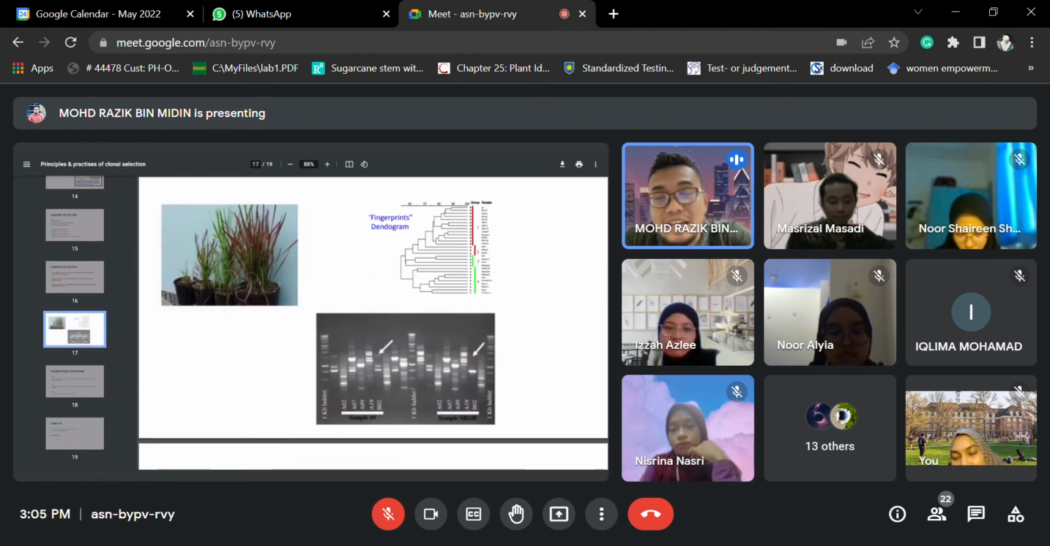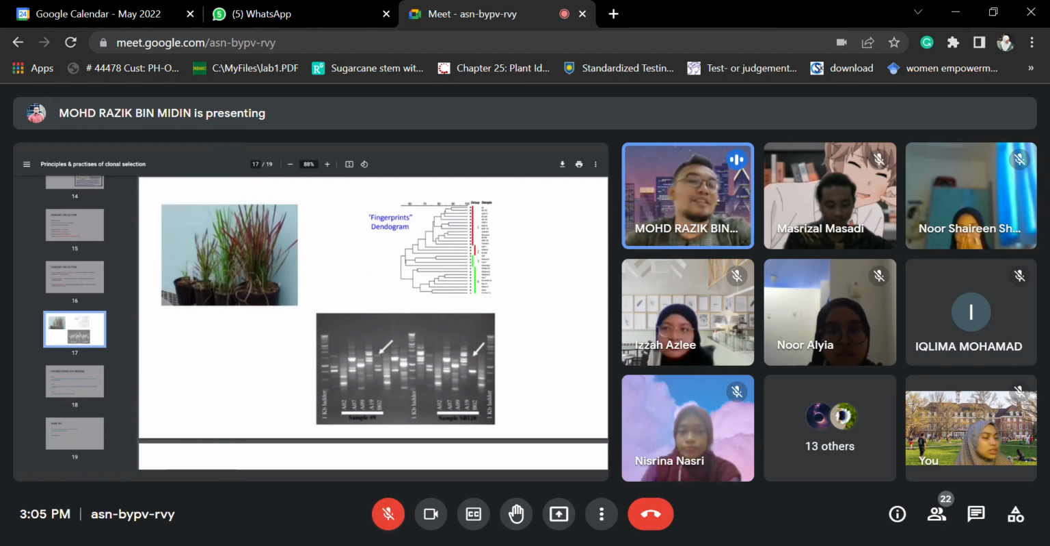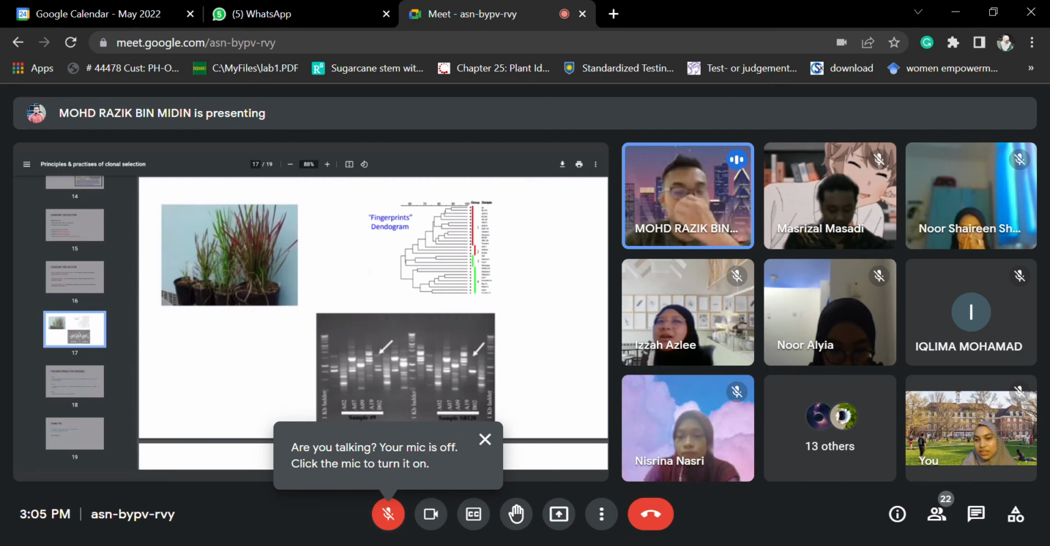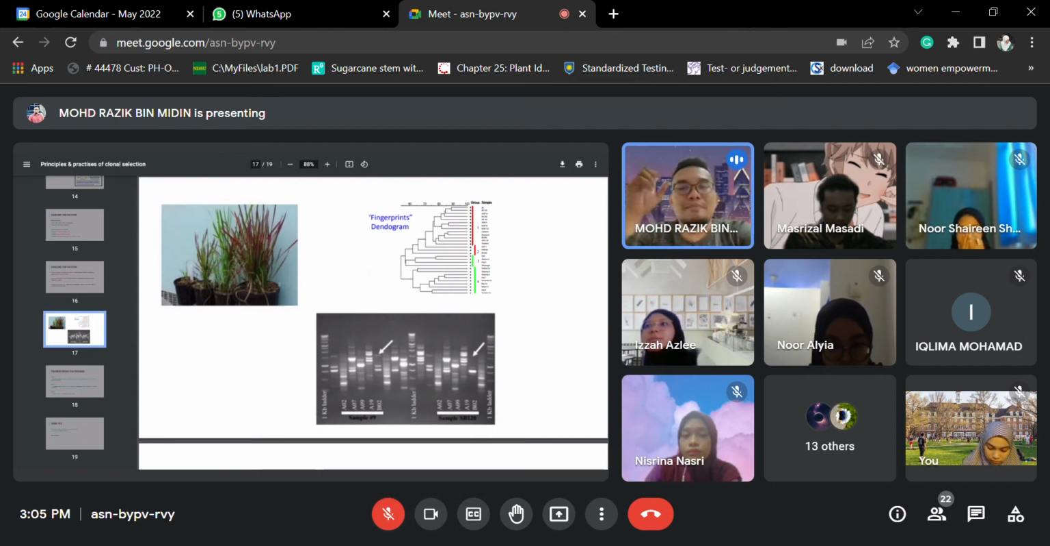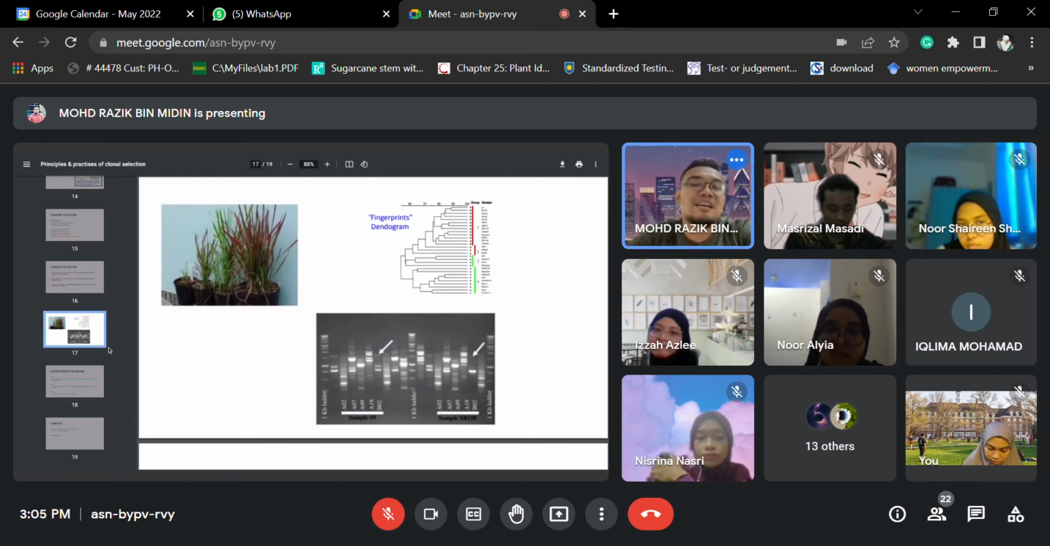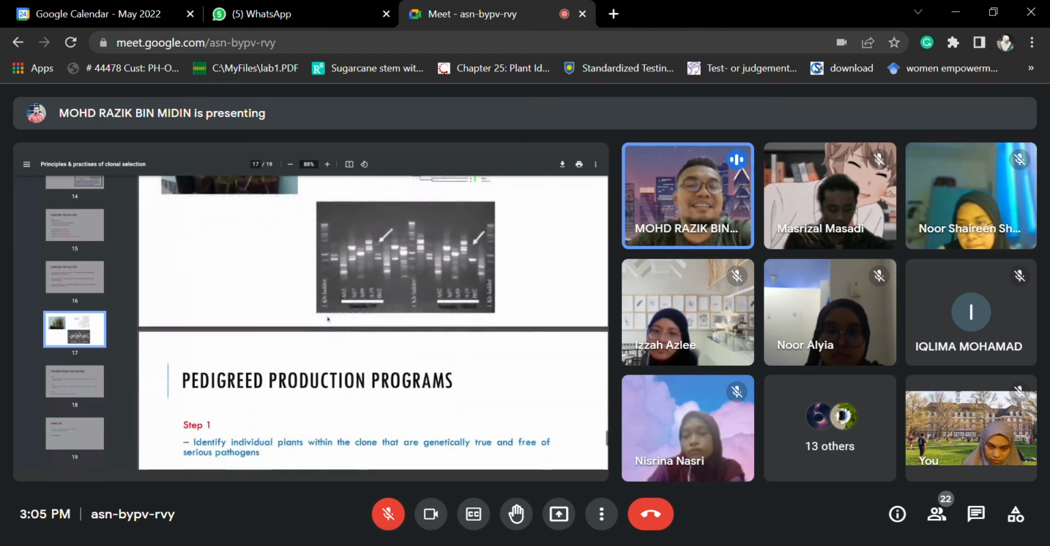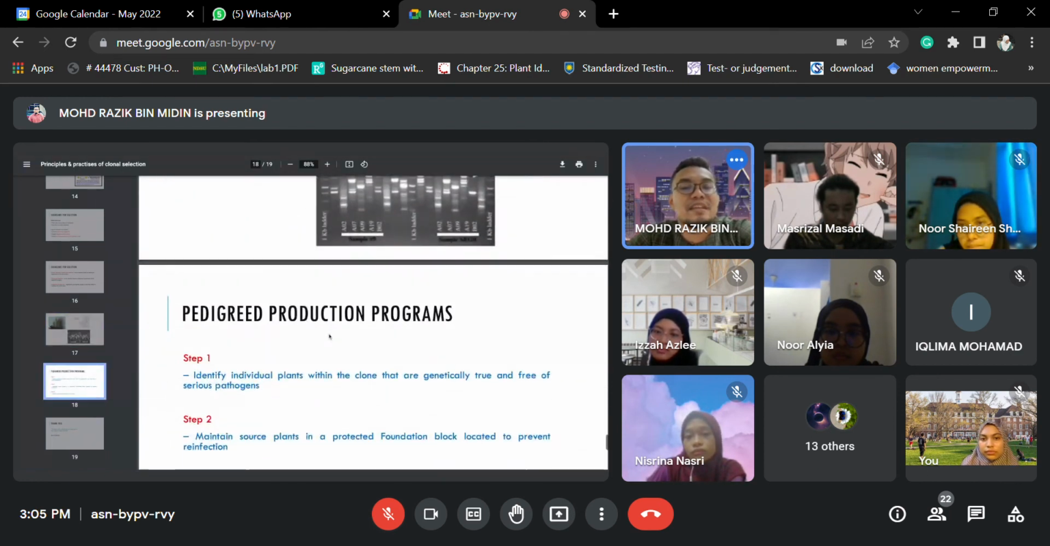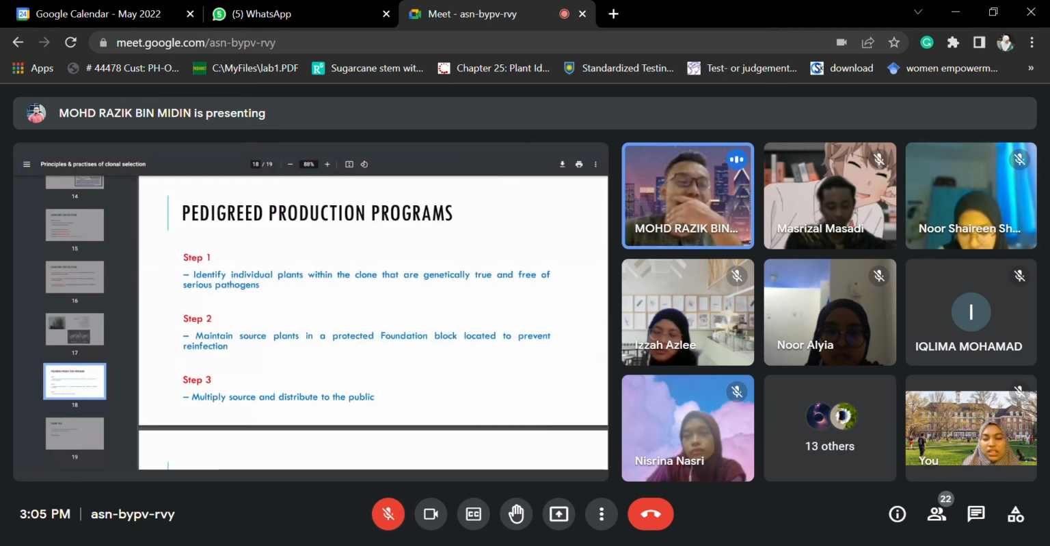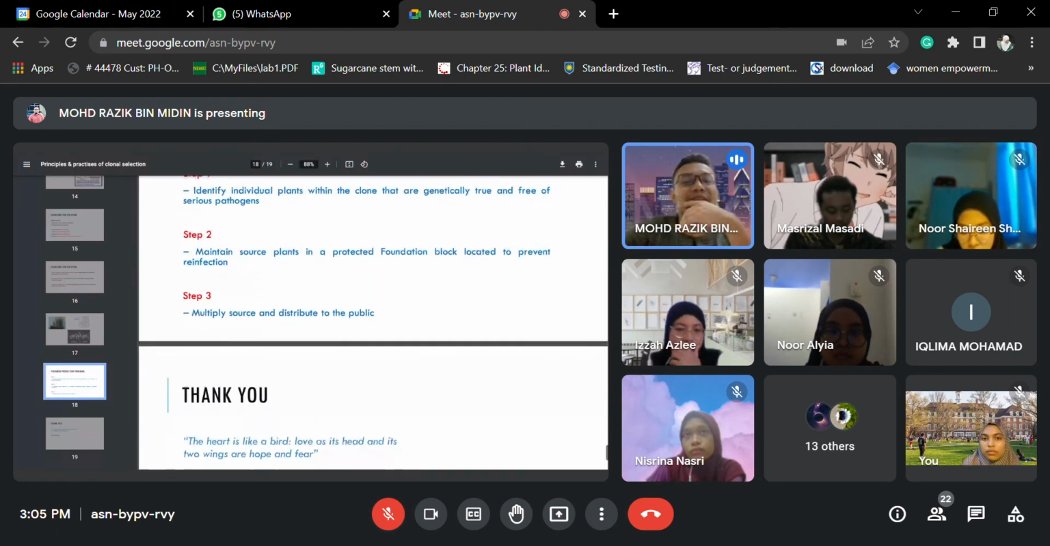We should also know the tools that can be used to determine the variation that occurs in the clonal plant. For example, PCR amplification of the DNA. Maybe we can use ISSR, okay? And then fingerprint dendrogram, where we sequence certain regions using primers, then we amplify, and we create the dendrogram tree based on the sequence data. So we can observe the variation in that data. And then the pedigree production program, step 1, step 2 and step 3.